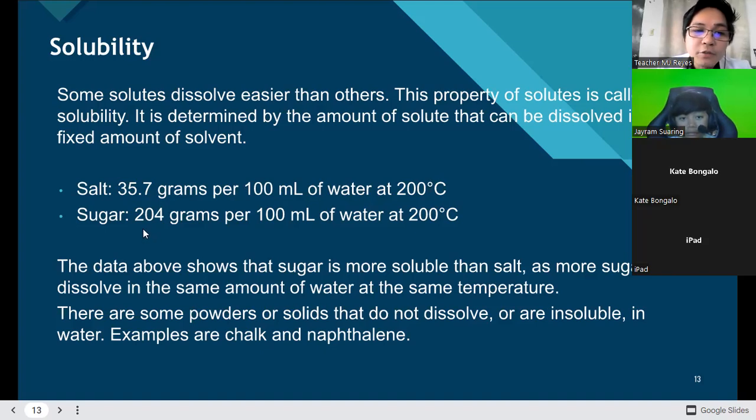Sugar, which is 200 grams dissolved in 100 ml of water at 200 degrees centigrade. So these are examples. The data above shows that sugar is more soluble than salt, as more sugar can dissolve in the same amount of water at the same temperature. Above 35.7 grams in 100 ml of water, you cannot actually dissolve more salt. It is called oversaturation, or supersaturation.